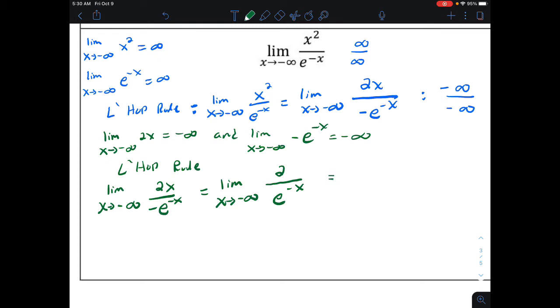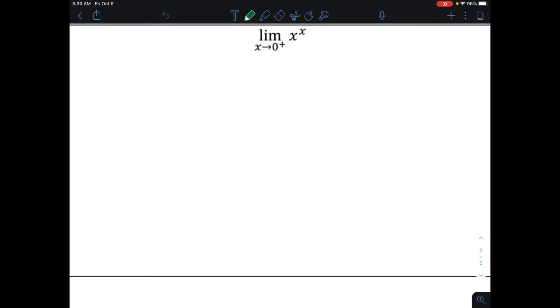The top is always 2. This is definitely a bottom-heavy function. The bottom's going to grow much faster when we head towards negative infinity, and we get 0. Last problem here. The limit as x approaches 0 from the right of x to the x power. And this is a good problem here because we look and see what happens, and we have 0 to the 0 power.